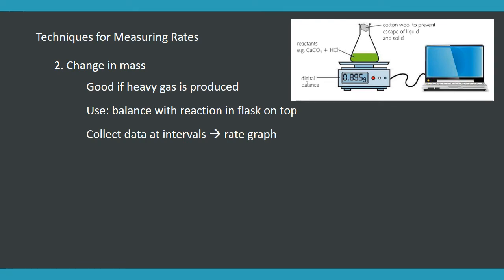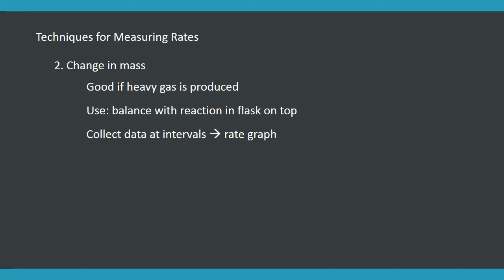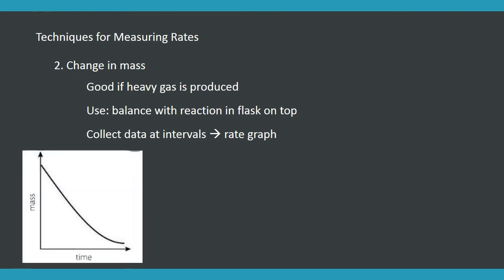Again, you're going to want to collect data at intervals so that you can produce a rate graph. And that way you can look at the mass being lost over time, because you're going to be losing something. So we expect a decrease in the graph because we're looking at a loss. In the previous one, we expected gain because we're looking at how much of a product we're producing.